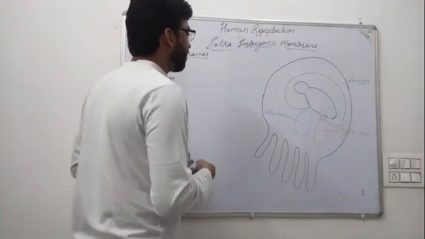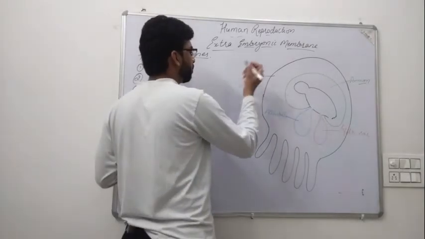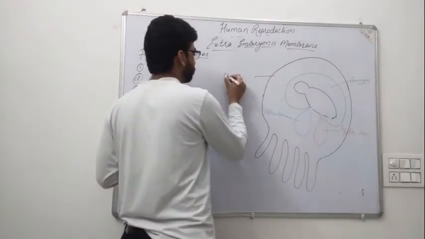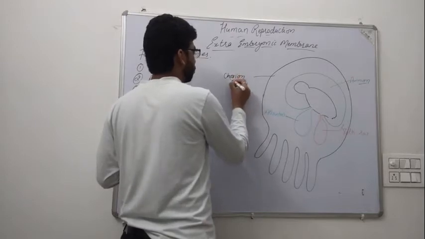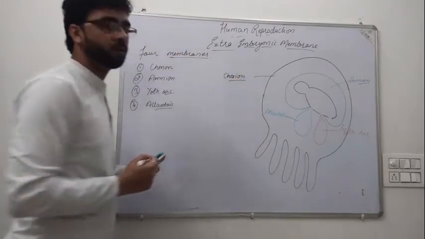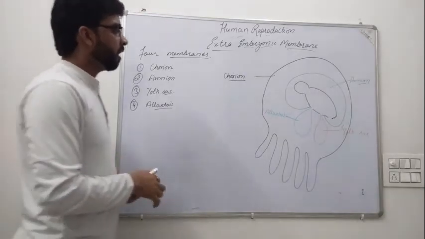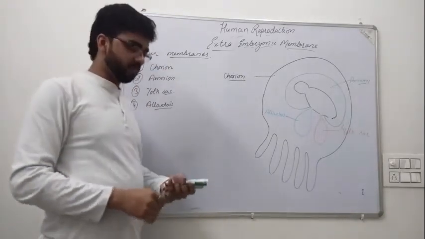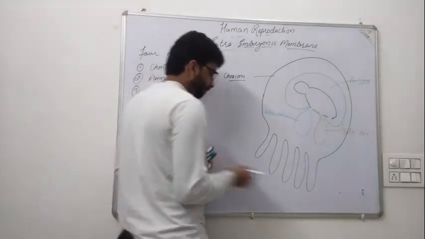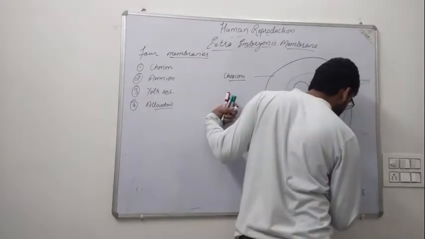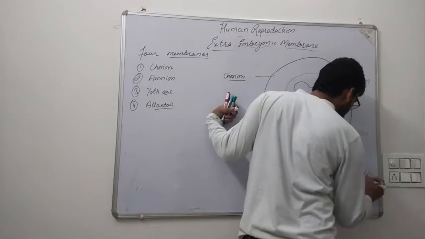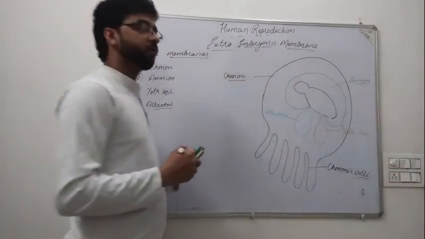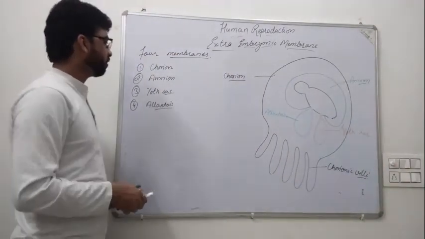And the later and the last one, the outer one, is called chorion, it's called chorionic membrane. It's a chorionic villi. Now what are the functions of these membranes?